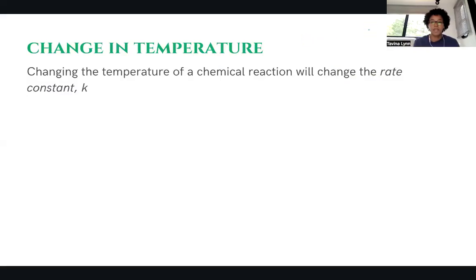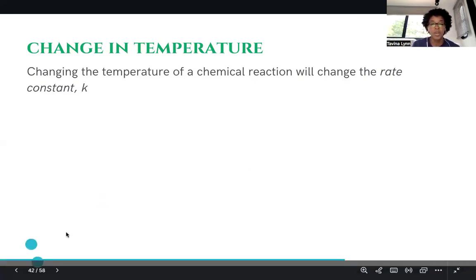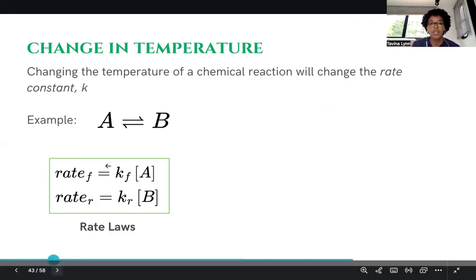Okay, so let's look at the impact of a change in temperature. Changing the temperature of a chemical reaction will change the rate constant, little k. I know we're using the same letters. Little lowercase k is the rate constant, whereas larger uppercase K is the equilibrium constant. So let's look at an example.